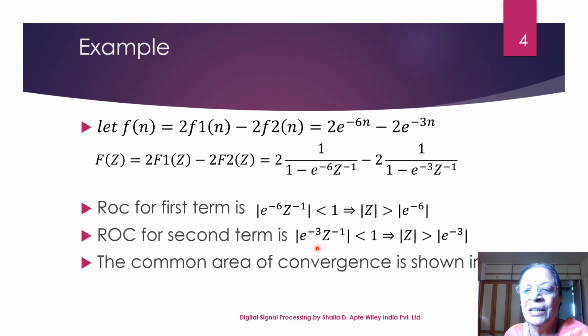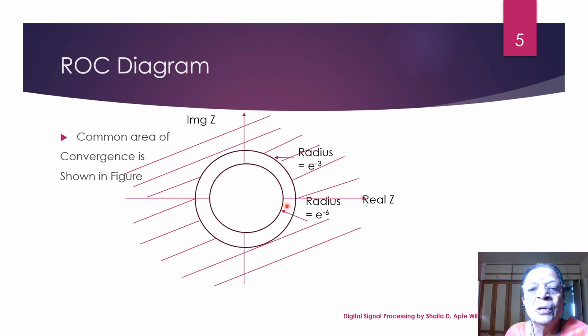Now what will be the common area of convergence? It will be the intersection of the two areas. Let us see how we plot it. So this is the circle with radius e raised to minus 6. This is the circle with radius e raised to minus 3. Obviously e raised to minus 3 circle will be outside that of e raised to minus 6. What is the common area of convergence? It is the area which is outside the circle e raised to minus 3, because this e raised to minus 3 is outside the circle of e raised to minus 6. So whatever is shown here, it is the common area of convergence.